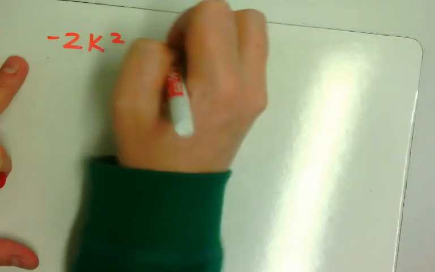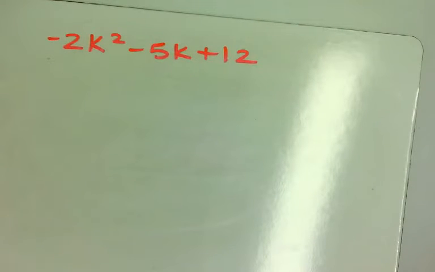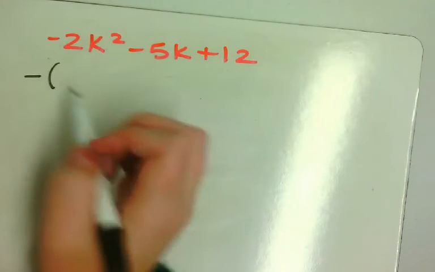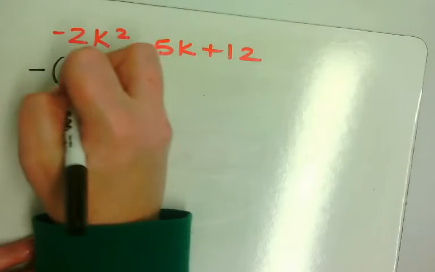Negative 2k squared minus 5k plus 12. So step 1, every time I factor, is to say what? Do they have anything in common? No, but there is, but that doesn't help. There's a negative on my first term. So if there's a negative on my first term, I have to factor out the negative. Which means everything inside is going to change what? The sign. Everything becomes the opposite.